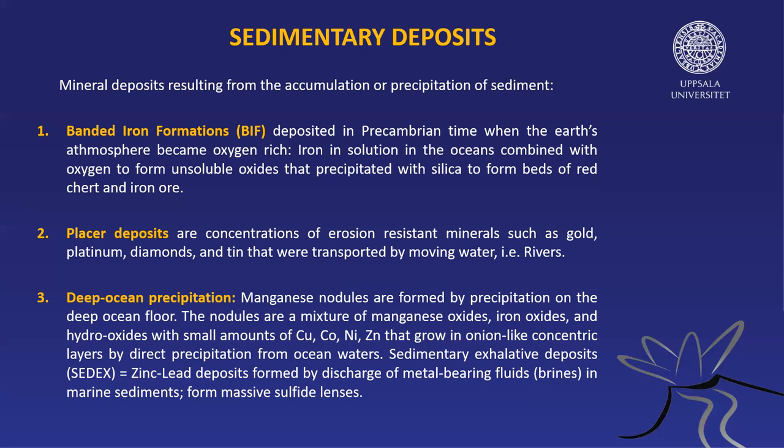These nodules grow like onion shaped objects. They form layers, concentric layers, and they precipitate directly from seawater. And usually we find them at the bottom of the large oceanic basins.